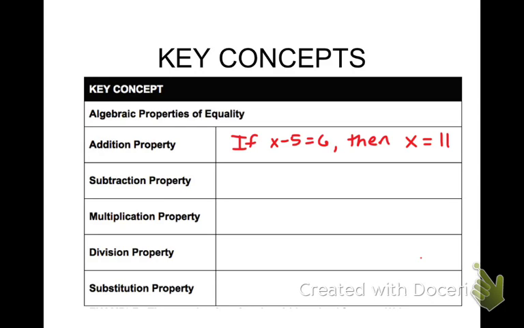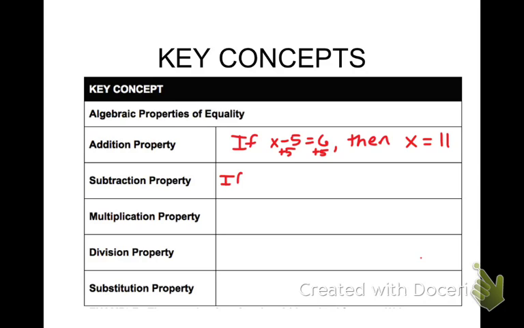Okay. So how did I get from this hypothesis to this conclusion? I added 5 to both sides. Add 5, add 5. So we use the addition property to get over to our answer of x equals 11. So that would be an example of the addition property.